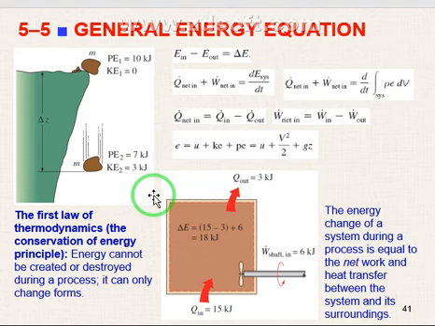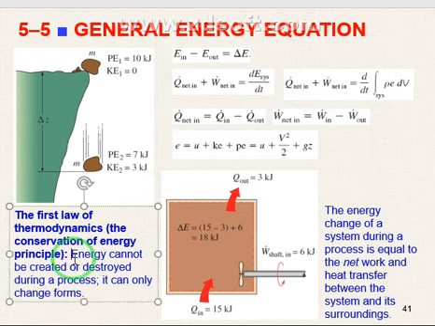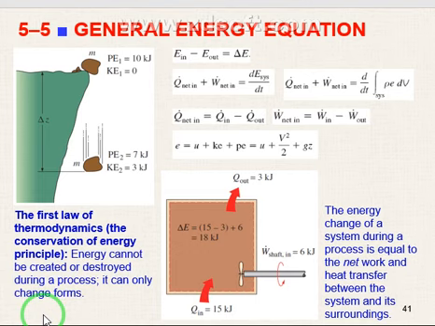This is called the first law of thermodynamics, conservation of energy. Energy can't be created or destroyed during a process. It can only change forms. This is a very typical, very important concept. So again, energy can't be created from nothing or destroyed or disappear. No, it can only change forms. You understand? So whenever we have energy, it will be there, but in different forms. That's fine.